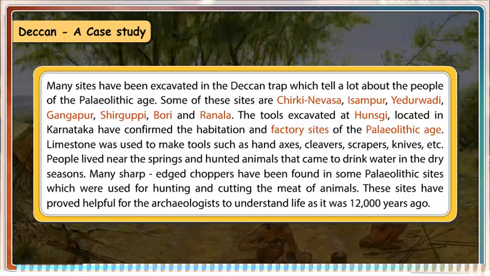Limestone was used to make tools such as hand axes, cleavers, scrapers, knives, etc. People lived near the springs and hunted animals that came to drink water in the dry seasons. Many sharp-edged choppers have been found in some Paleolithic sites which were used for hunting and cutting the meat of animals. These sites have proved helpful for the archaeologists to understand life as it was 12,000 years ago.